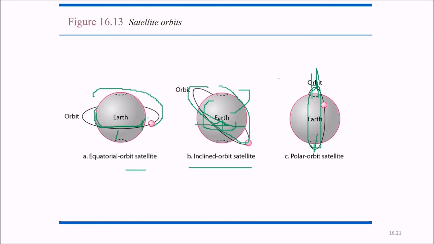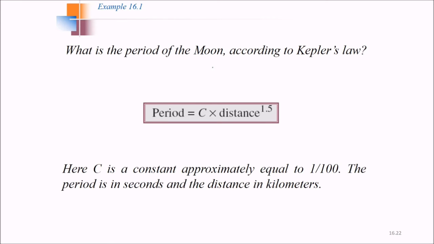So what is the period of a moon according to Kepler's law? We know the period is equal to c times the distance to the power 1.5, where c is about 1 by 100, the period is in seconds and the distance is in kilometers. So the period of a moon or any other satellite: the moon is also a satellite. The moon is a satellite of the earth, a natural satellite.